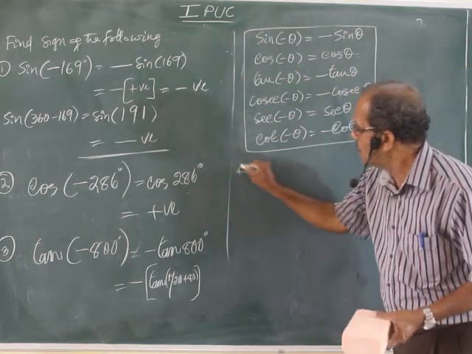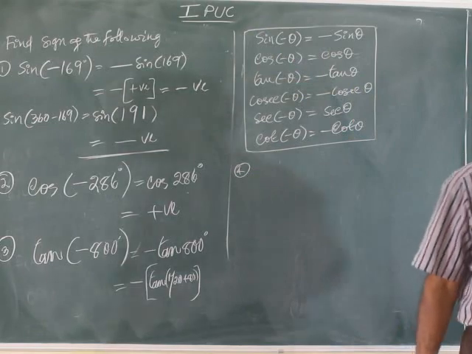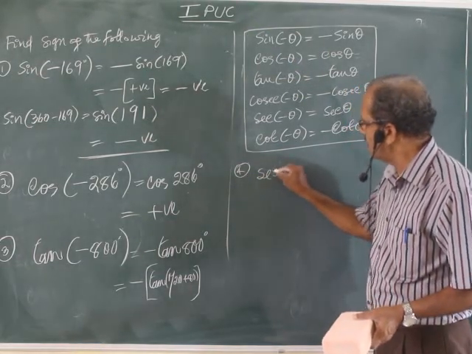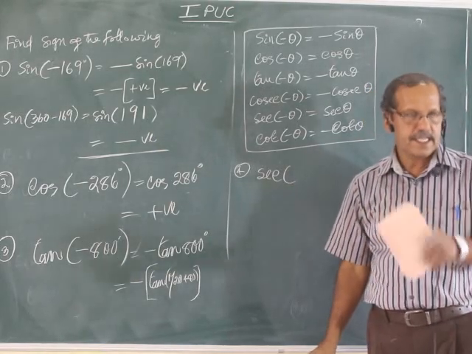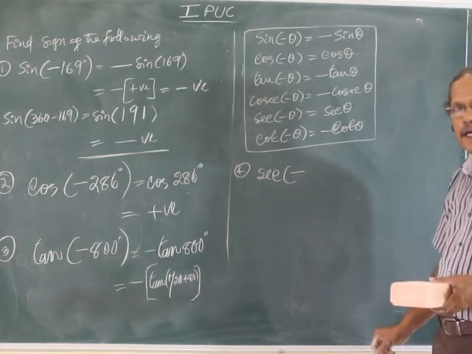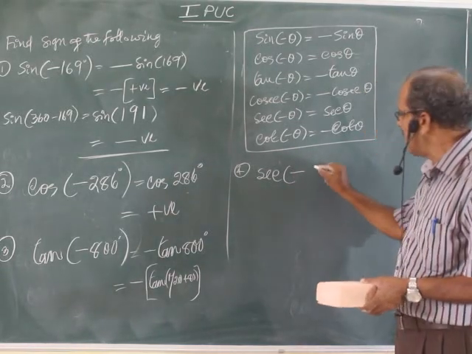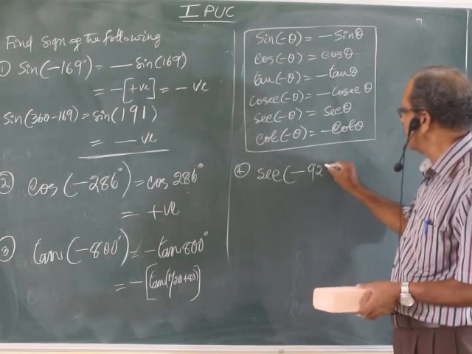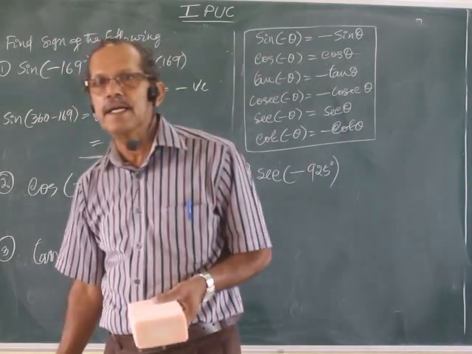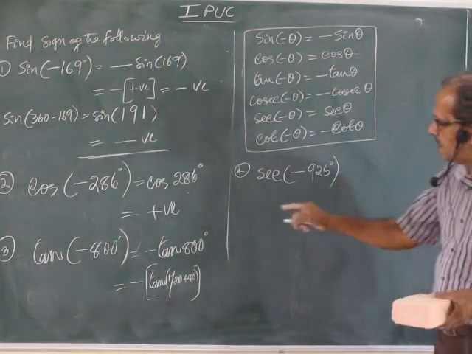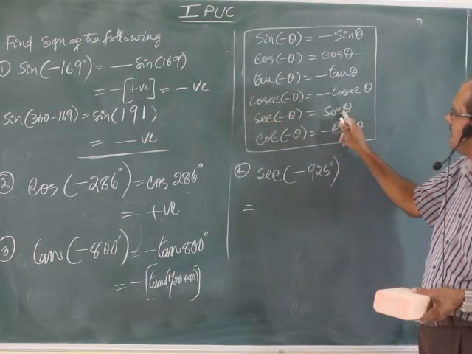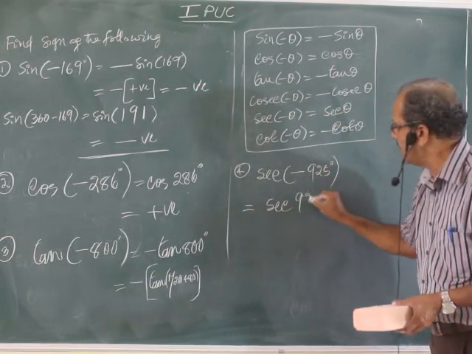Let me have one more example. Sine, cos, tan you have already written, no? Secant of minus 925 degree. Secant of minus theta is secant theta. Straight away write secant 925.